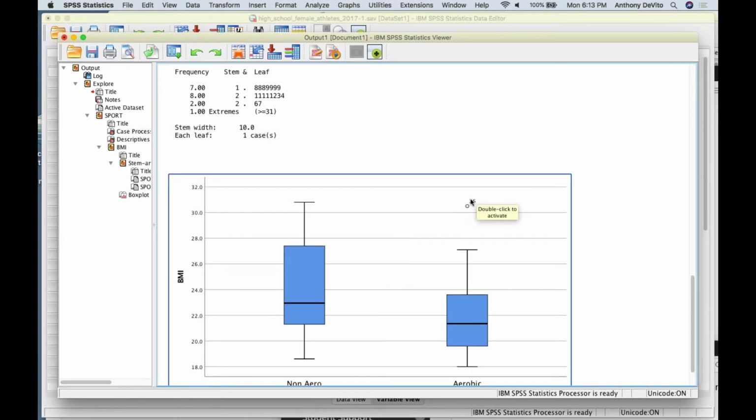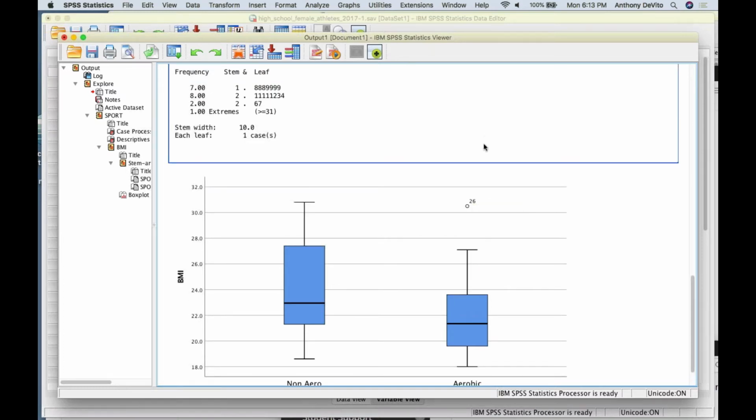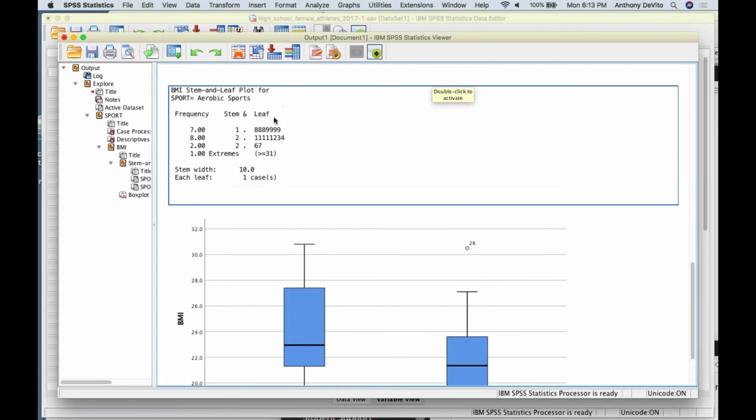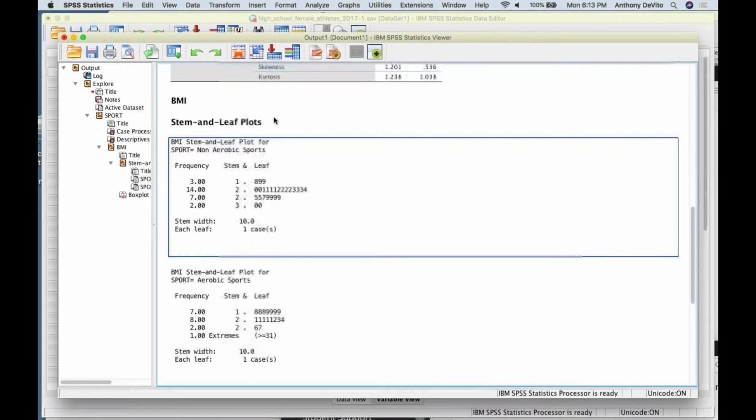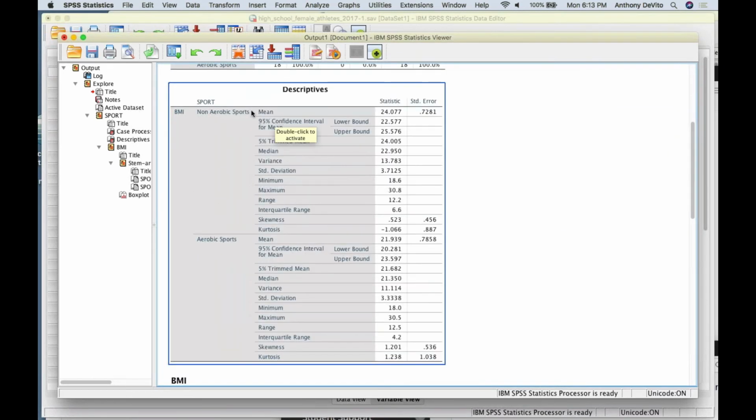Okay, and the 26, if you go back to the data file, that would be the 26th person, 26th subject, 26th line in your data file. Okay, and let's see, we also have all of the various descriptive statistics: mean, standard deviation, range, quartile range for the girls that took part in the non-aerobic sports, and separately for the girls who took part in aerobic sports. So that's basically what we want. And then we can highlight one of these, copy, and paste it into a Word document.